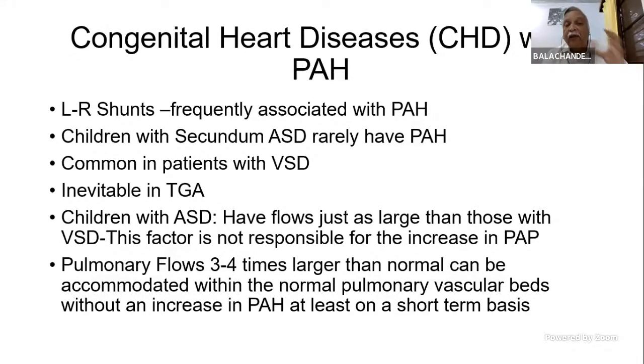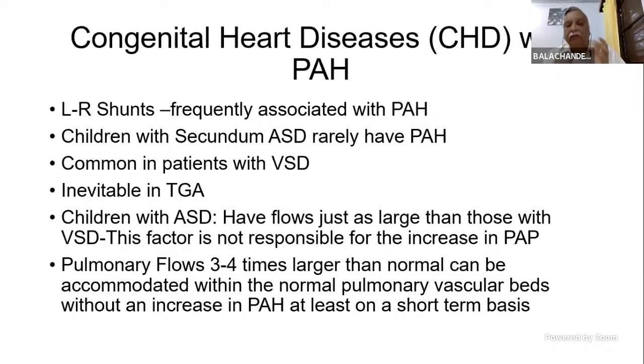So they rarely believe that; they believe that secondary ASD is perhaps not associated with Eisenmenger or pulmonary arterial hypertension at all. What is really pulmonary arterial hypertension and looks like ASD is perhaps primary pulmonary arterial hypertension. This is, of course, a debatable point. Many of us have seen cases of ASD with Eisenmenger syndrome. I'm sure all of you also would have seen.